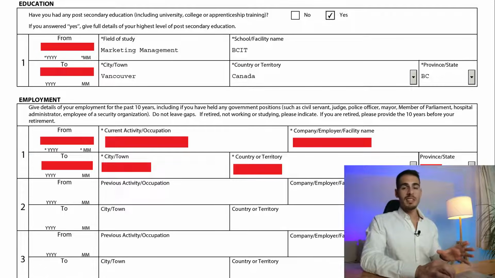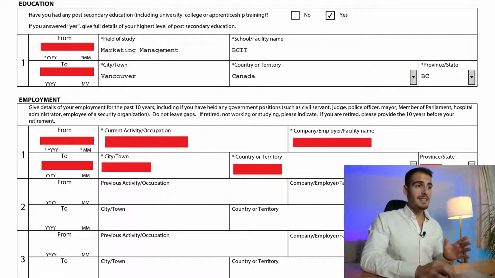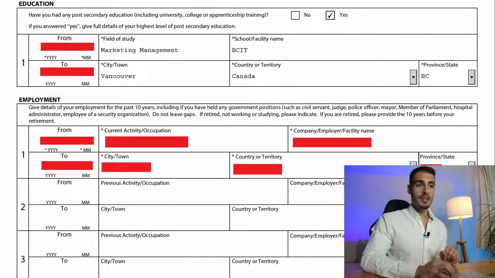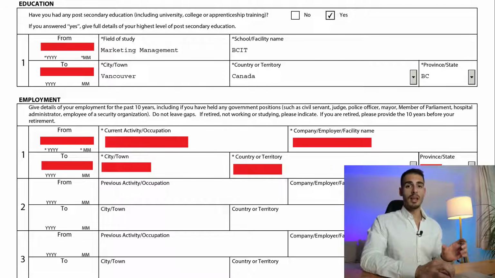So the next part is about your education. It asks, have you had any post-secondary education like a university or college, select yes if you do. Enter the field of study like marketing management, school name like BCIT, city is going to be Vancouver, country is going to be Canada, and the province is going to be British Columbia, and enter your own from and to date. Next, it asks about your employment history.